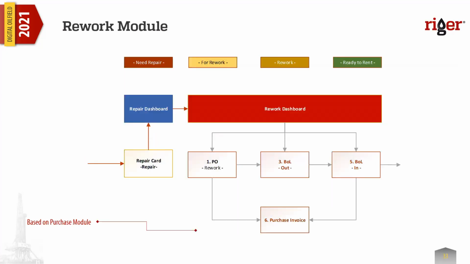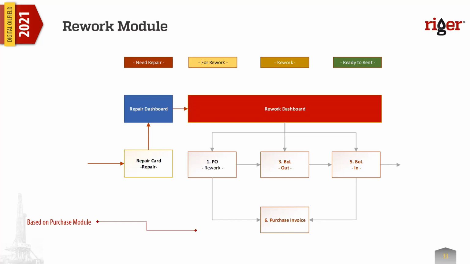So the rework module is the tool that helps you to send equipment to the third-party providers and still track your equipment when it's been sent or where it should return to the workshop back. So out of the repair card and repair dashboard, you can generate a rework transaction. So the rework transaction consists of several documents. First, you will have purchase order type rework. So you just order these services from the manufacturer or from the repair shop.